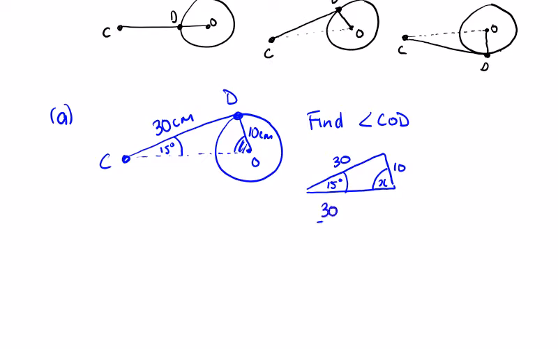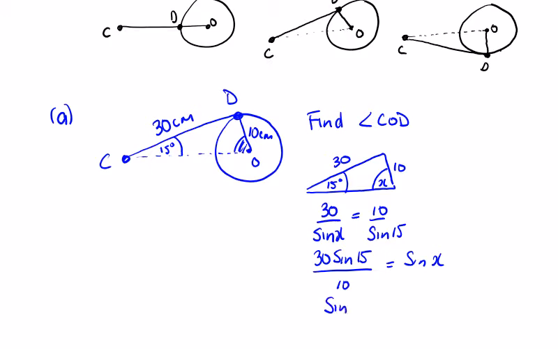So 30 over the sine of X is equal to 10 over the sine of 15. So 30 sine 15 divided by 10 is equal to the sine of X. This gives the sine of X. You could just get the angle at this point if you want to get the inverse sine of this fraction, but maybe just write out the decimal first. It gives me 0.77645. So the inverse sine of that is going to give me X to be 51 degrees.